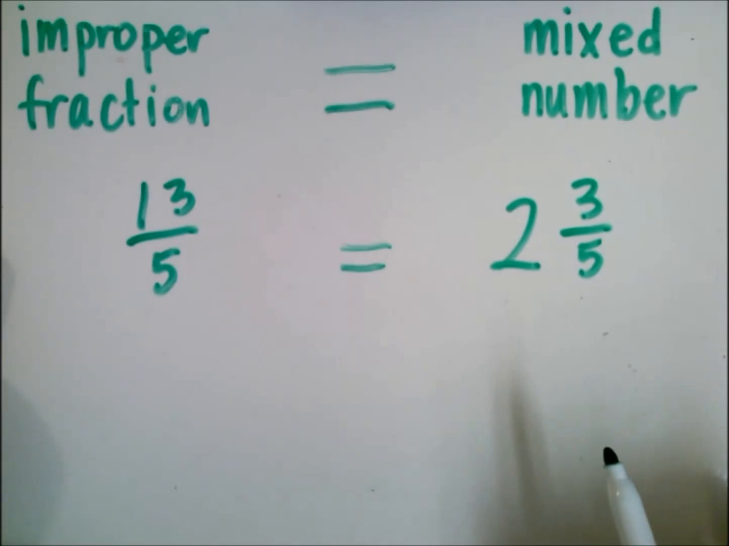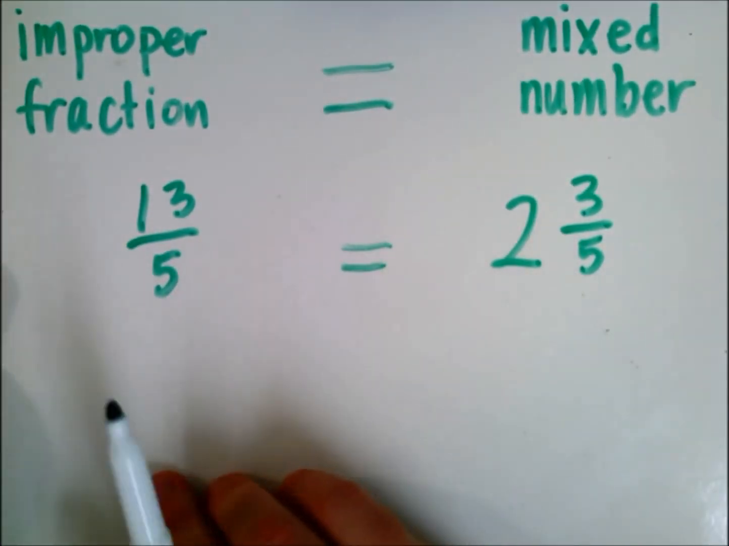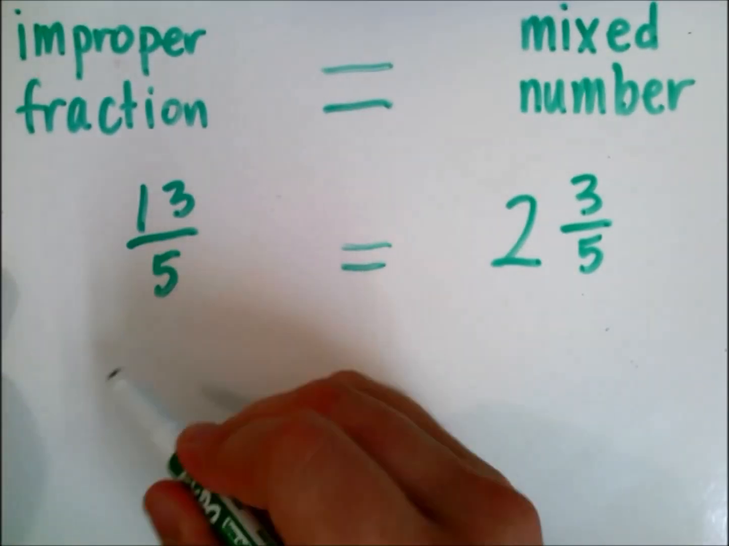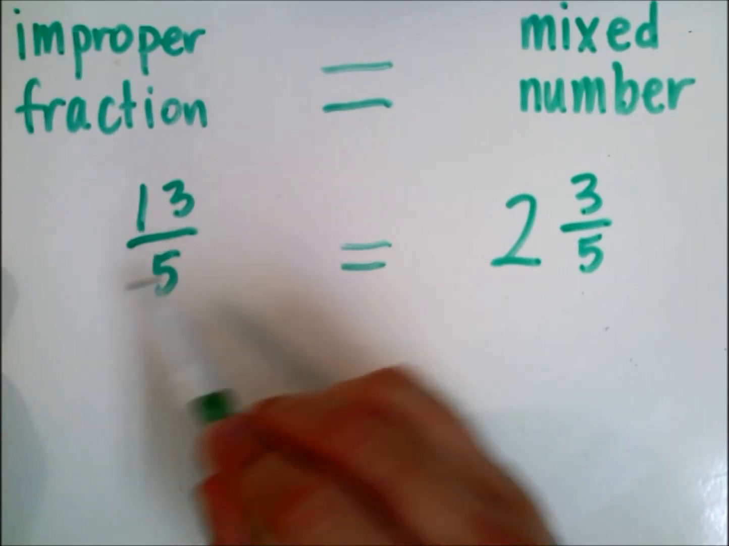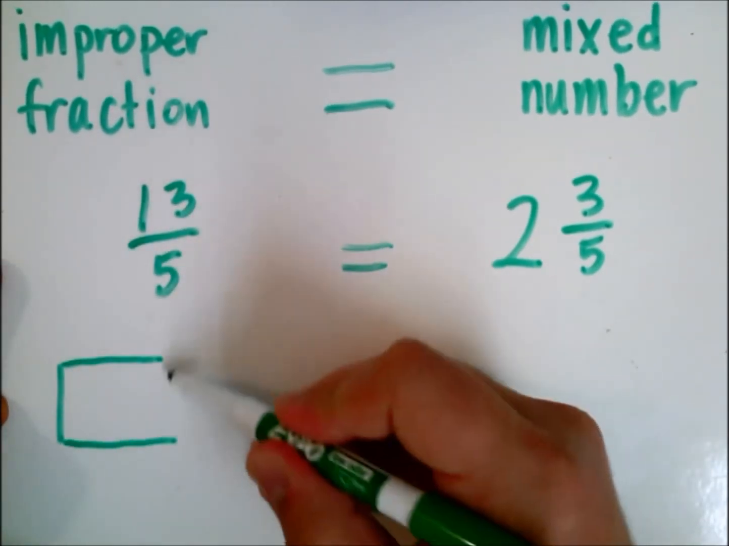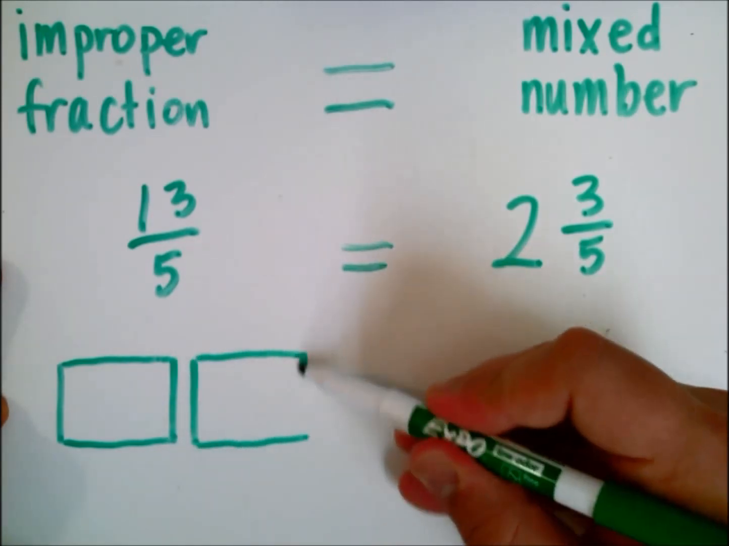Using different numbers to show the same model, I'm going to demonstrate again how we would draw a picture and then also divide the improper fraction to find the mixed number. So in this model, I need to set up 13/5. So what that shows is I need to demonstrate a few wholes here. I'm going to start with 3.